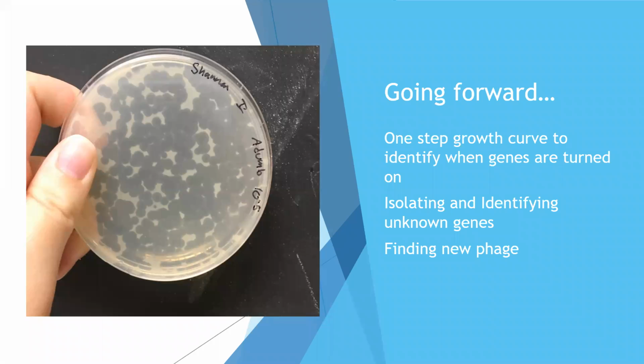So going forward, there are many things that we can do with this information. The biggest one is that we can do a 1-step growth curve to identify when different genes are turned on. This will allow us to identify what is made when. We can also go through and isolate and identify unknown genes and figure out what they do. I don't know a whole lot about this process, and I'm excited to learn more. And lastly, we can go back out and find more phage and start the process all over again.